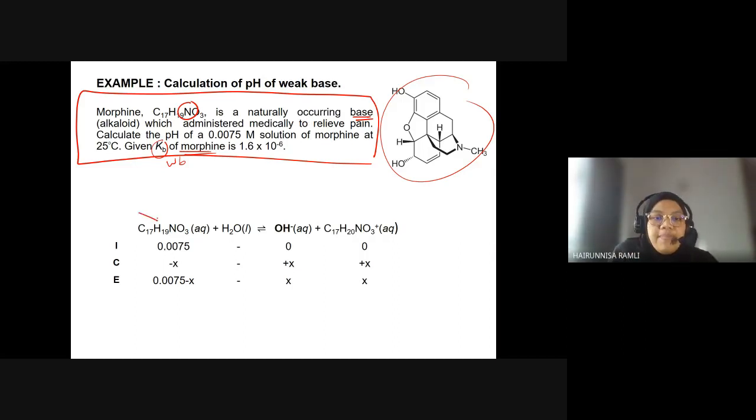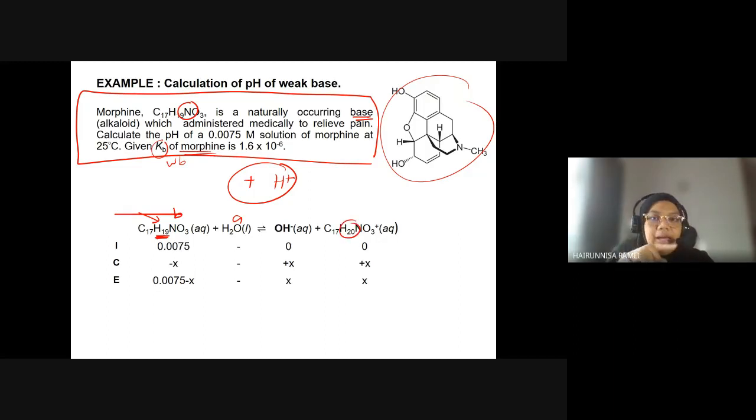So first thing first, you need to write the equation. When you have a base, we know that a base will accept a proton. Okay, this is an acid. So when it accepts a proton, it will accept H+. So here, where do we look for the H? Use the molecular formula. You just add it. So here there is 19 H, meaning that here it will become H20.